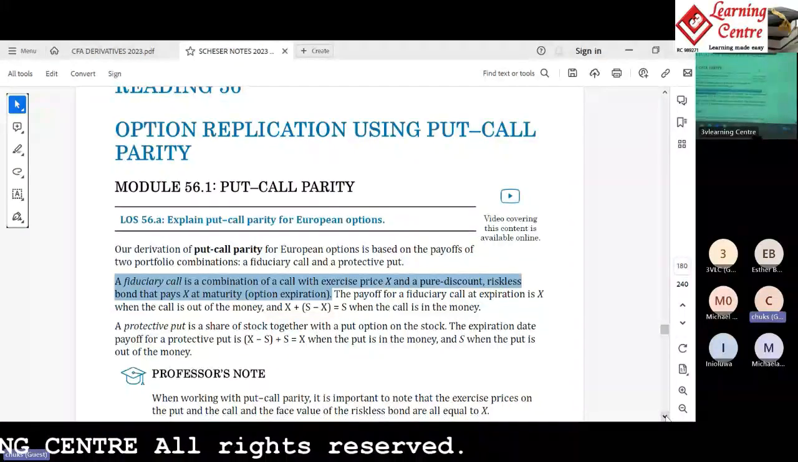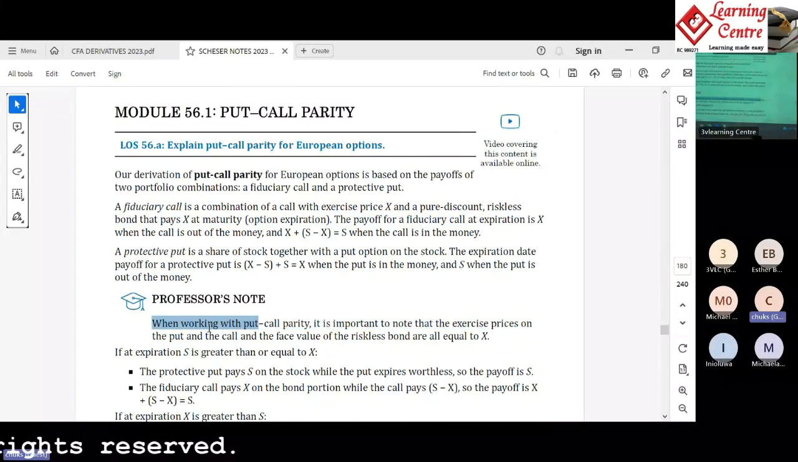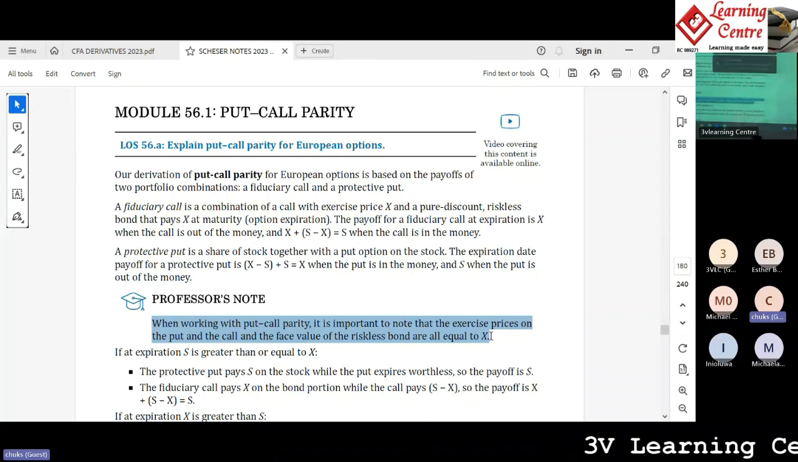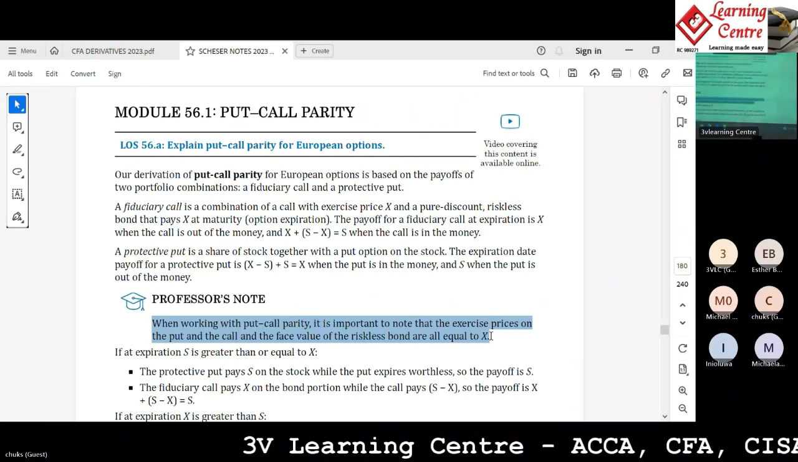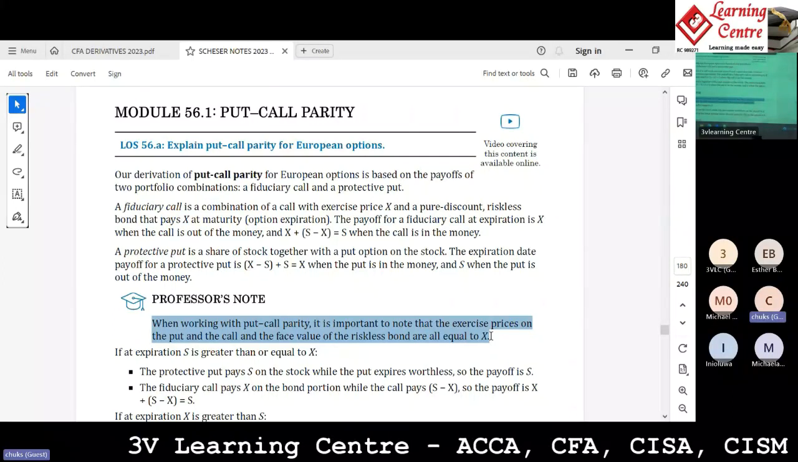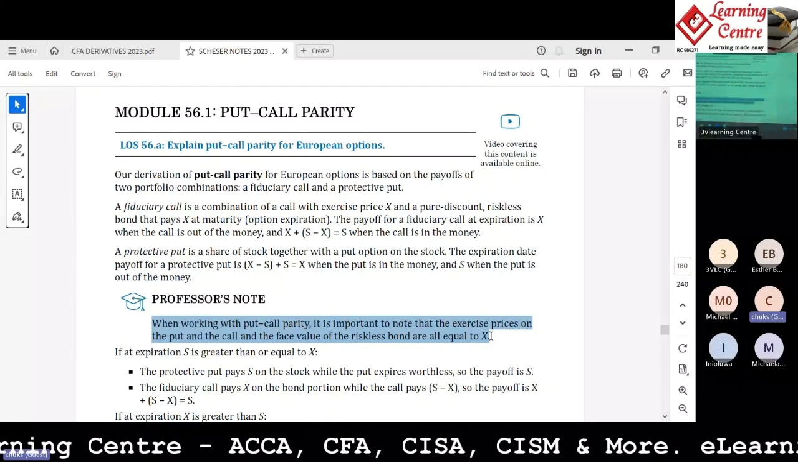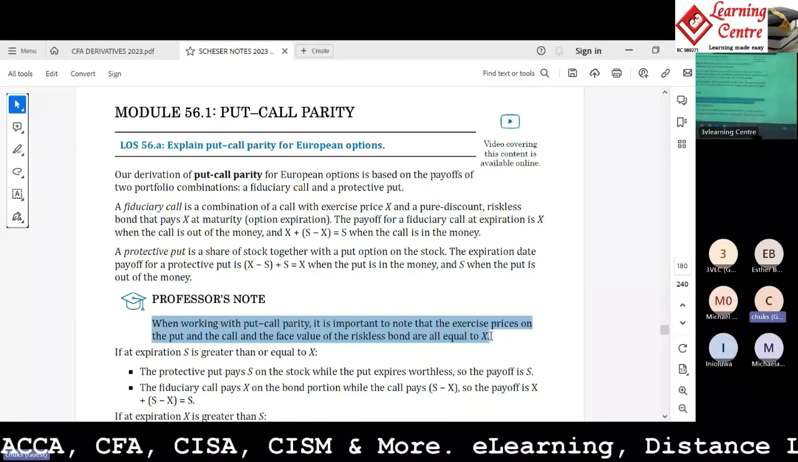Okay, so when working with put and call prices, it's important to know that the exercise prices on the put and call and the face value of the risk-free bond are all equal to the exercise price. So what does that mean? Using our example of the phone, if I take the call option, Ini is going to buy the phone from Esther at 500K. That is the call option, which is part of the fiduciary call. The bond or the money I have, which I want to invest, once I invest that money and they give me interest, it must be equal to that same 500K.